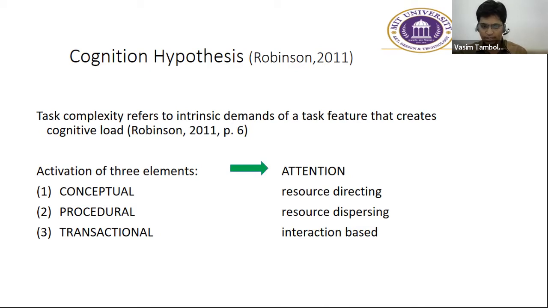I'm not going to get into detail, but conceptual demands lead to greater attention to produce more content, while procedural demand increases task complexity but not any of these three aspects of language production. And transactional demand happens where dialogue happens. Learners get an opportunity to negotiate, and this is how they create meaning-making opportunities for themselves. The Cognition Hypothesis states that if negotiations are happening in dialogic tasks, learners are able to create more meaning-making opportunities through transactional modifications, which are interaction based.